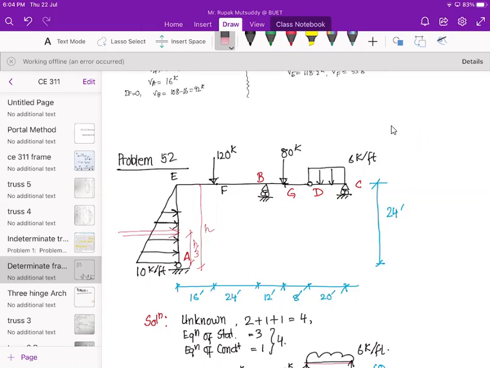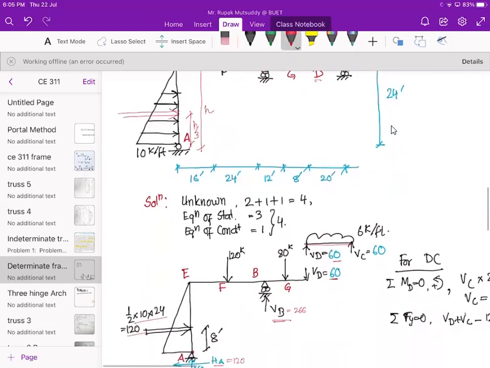However, at point D, there is an internal hinge provided. That will make this structure a statically determinate one. Okay.